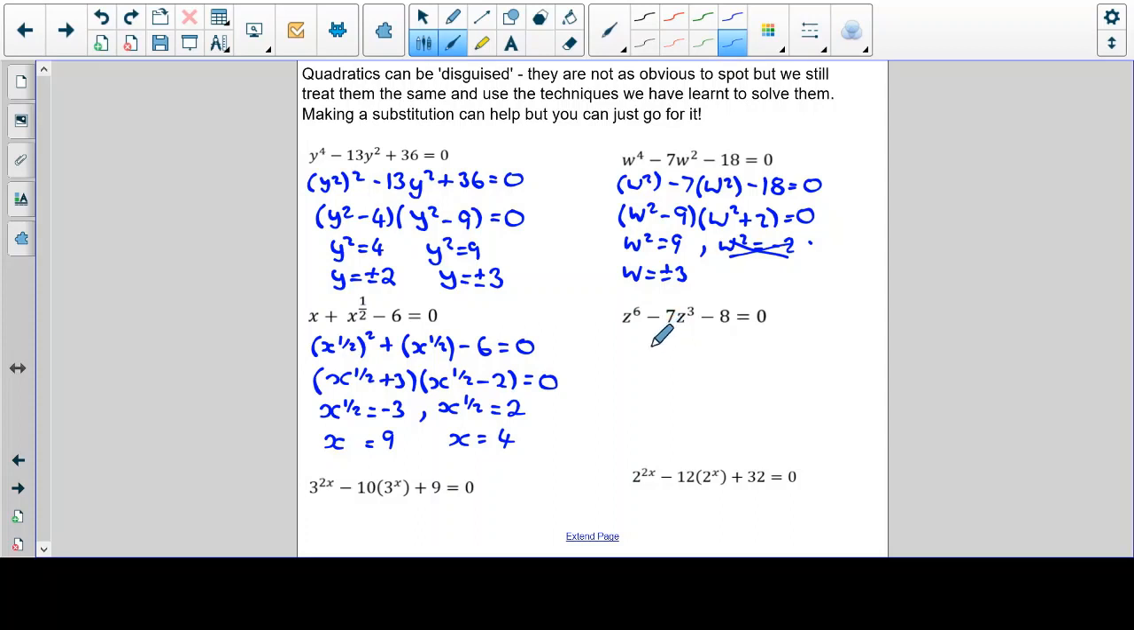Next one is a quadratic in z cubed. We have z cubed squared, 7 lots of z cubed. Factorising nicely again: negative 8 and plus 1. Z cubed equals 8, and z cubed is negative 1. So we have to go the extra step of cube rooting. The cube root of 8 is just 2, and the cube root of minus 1 is minus 1.